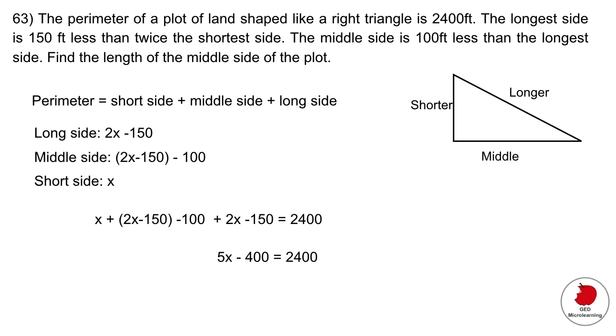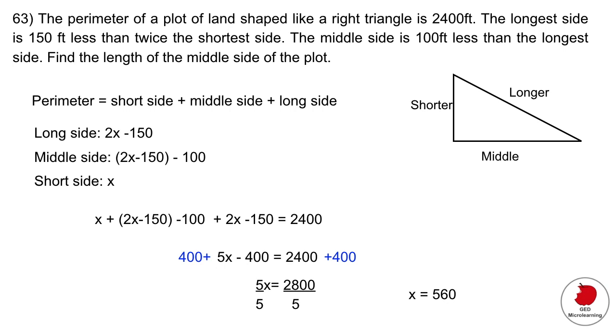And then isolate the x on the left side by adding 400. Do the same thing on the right side. That gives you this number. And then in order to isolate x, divide both sides by 5. Okay, and that gives you that x is equal to 560.